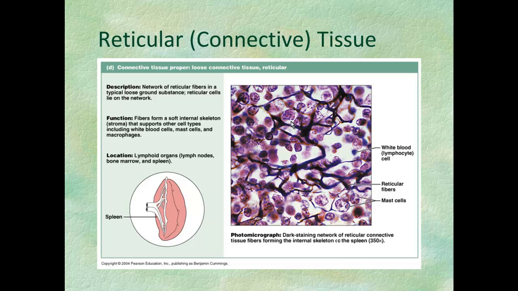And you can see in this micrograph, there are these dark reticular fibers that surround the different types of cells, and it forms a network that helps to support the structure of the internal organs. Often you see other cells there like lymphocytes, particularly in those lymphoid organs.